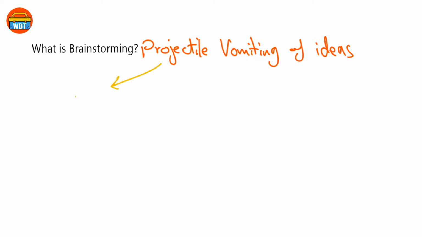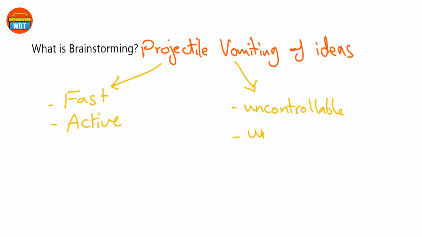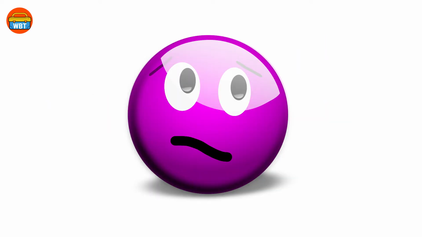So, why is brainstorming a projectile vomiting of ideas? Well, it's projectile, so it's fast and active. And in brainstorming, you need to come up with ideas fast and actively engage in it. It's vomiting, so it's uncontrollable and unstructured. Meaning, just like in vomiting, where you can't filter what's coming out or organize it, in brainstorming, you shouldn't filter ideas coming out of you, nor structure them in some sort of format. I hope you're still here.